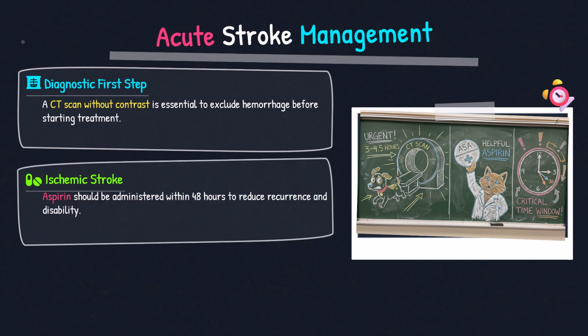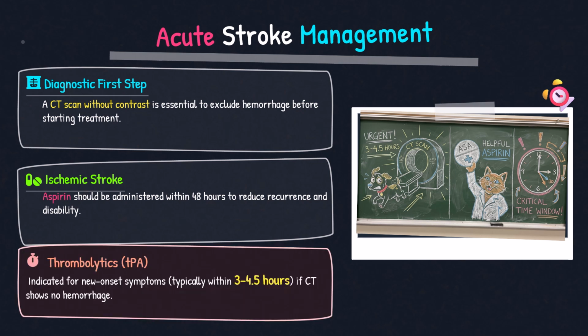For ischemic strokes, you want to start aspirin within 48 hours to reduce recurrence and disability. And as far as tPA, it's indicated for new onset symptoms, typically within 3 to 4.5 hours if the CT shows no hemorrhage. So pay attention to the timelines on the exam because they love to test on these timelines for tPA treatment.